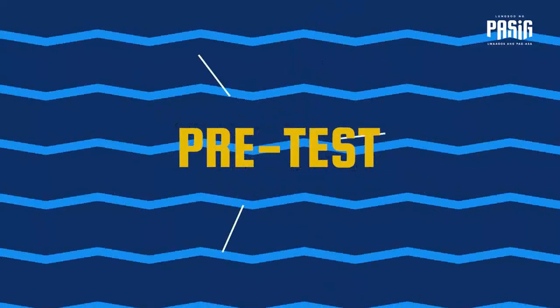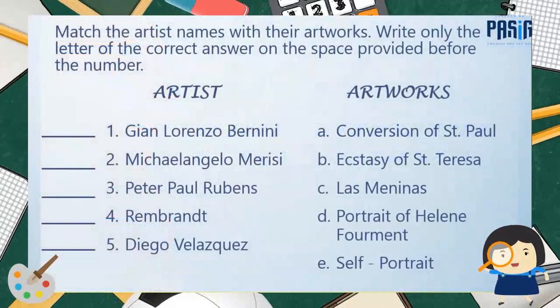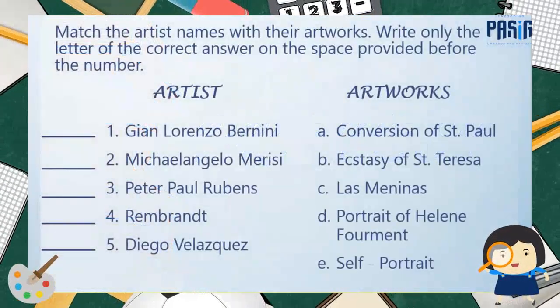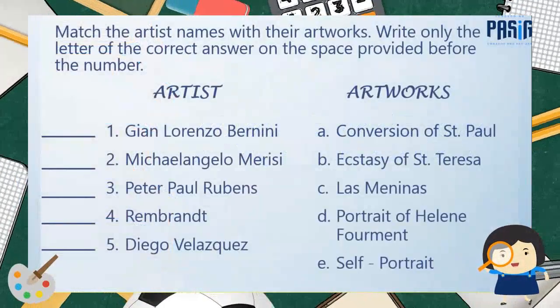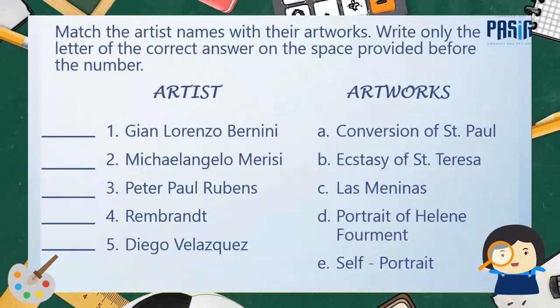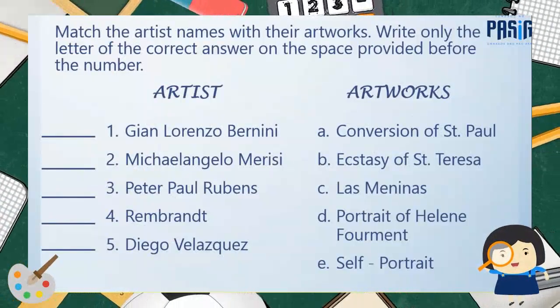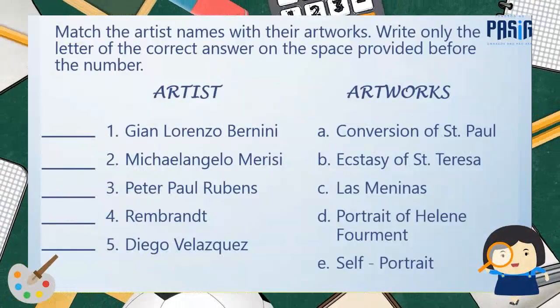So, let's start this lesson with the pretest. Here, you have to match the artist's names with their artworks. Write only the letter of the correct answer on the space provided before the number. Are you ready? Let's start. 1. Gian Lorenzo Bernini. What do you think is the correct answer?